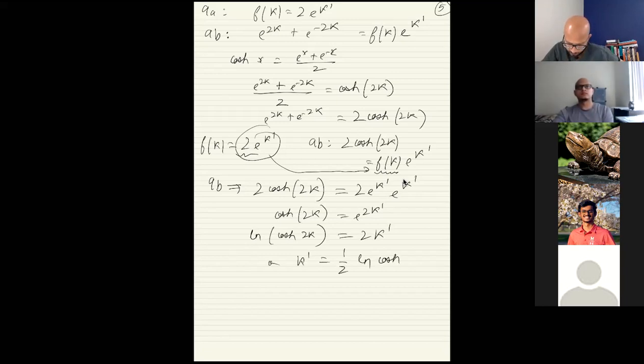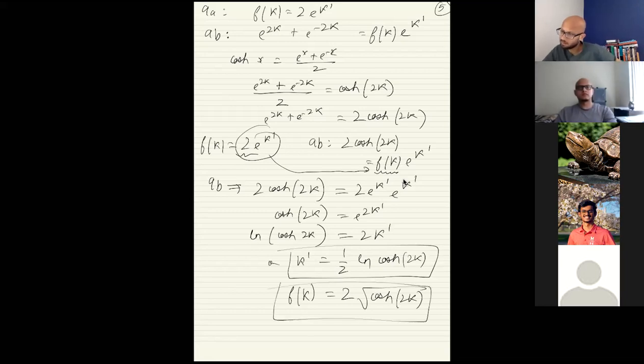And before you think this is terrible, this is just the worst math ever of the semester, something very nice and intuitive will come out in a moment. So just hang in with me. Okay, so we just got k prime is equal to half ln cosh of 2k. And then we can write down f of k from this, that will be 2 square root of cosh of 2k. Let's call these 10a and 10b.